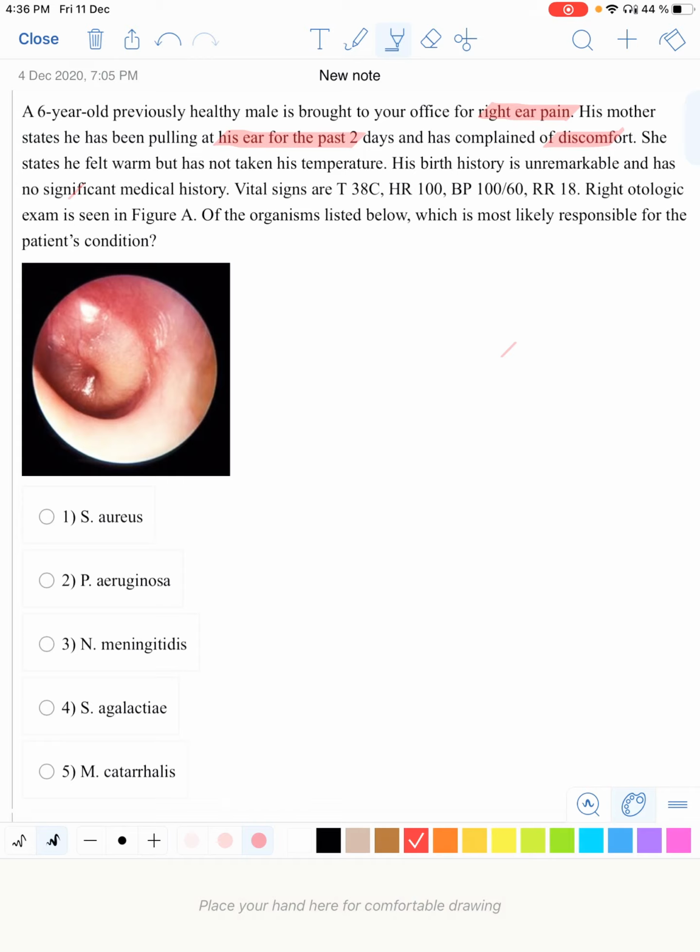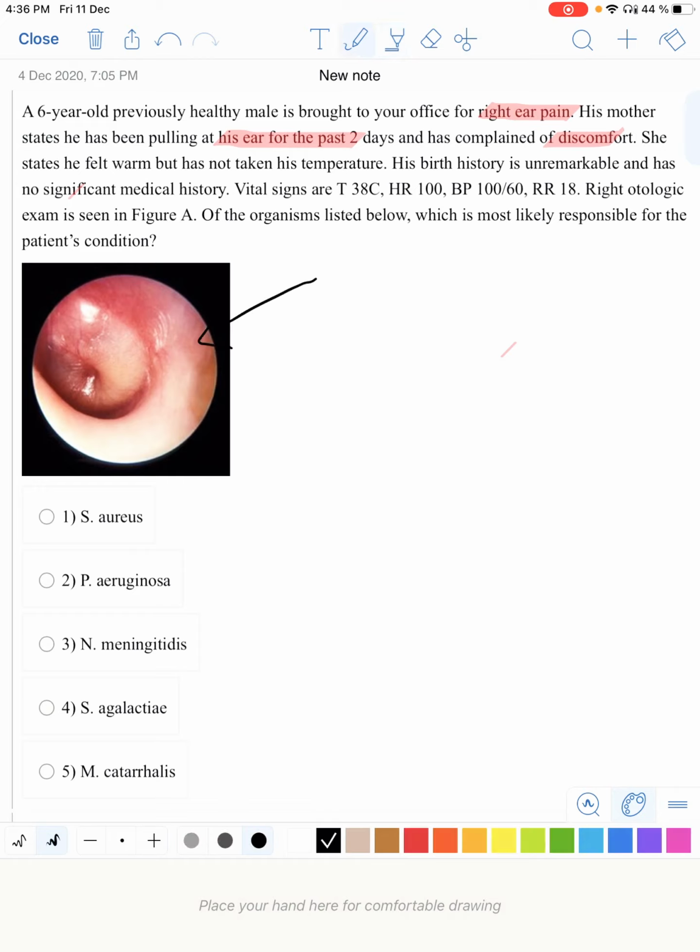The vital signs are: temperature 38 degrees C, heart rate 100, blood pressure 100/60, respiratory rate 18. A right otologic exam is seen in figure A. Of the following organisms listed below, which is most likely responsible for the patient's condition? So they are not asking what type of disorder this patient is suffering from. We need to guess from the given history and from the examination of the tympanic membrane.